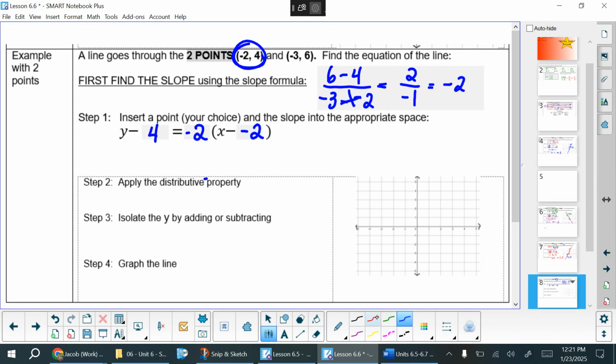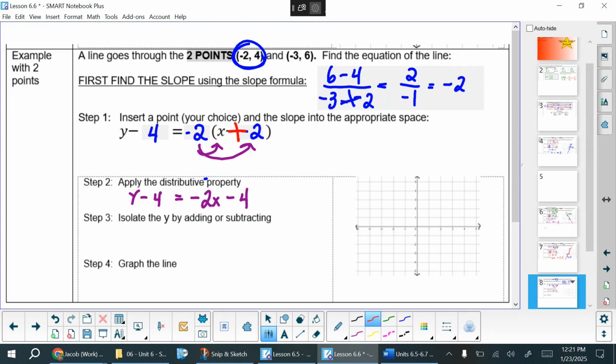Before I move on at all, I'm going to change that minus a negative to a plus. And now I can simplify and solve for y. I will distribute. So -2 times x is -2x. -2 times a positive 2 is a -4. And the left side has not changed at all.